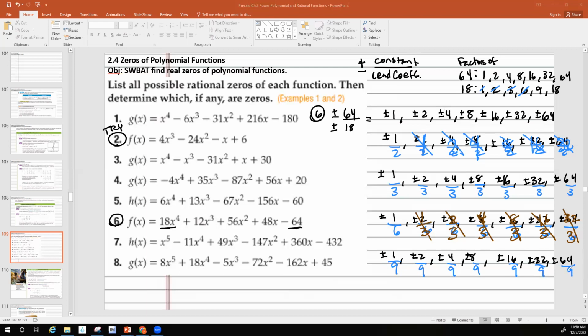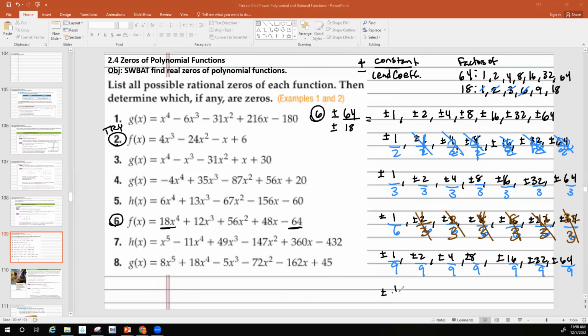Now, since 3 didn't go into any of those, 9's not going to go into any of them because 9 is a multiple of 3. So it's pretty impossible. All right. So all of those stay. All right. And one more row. Yay.